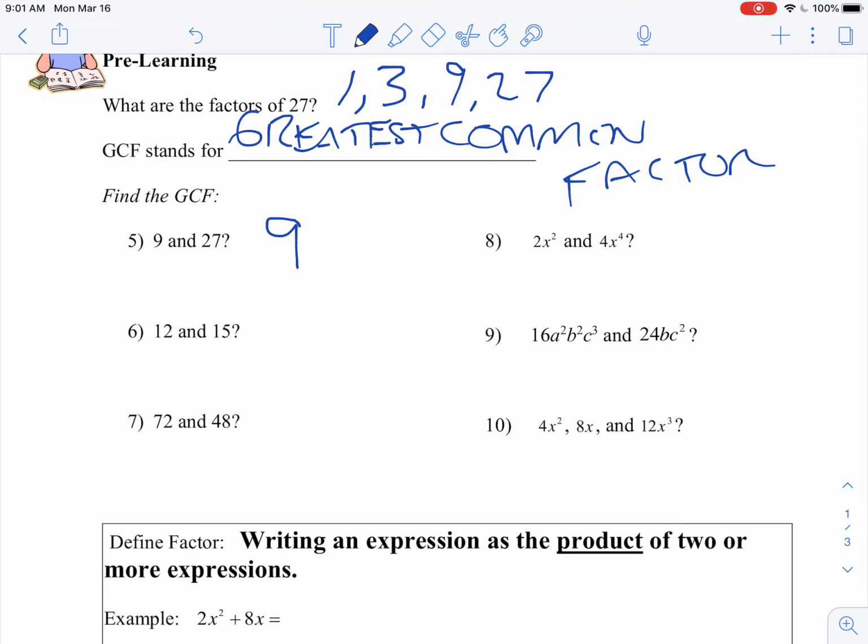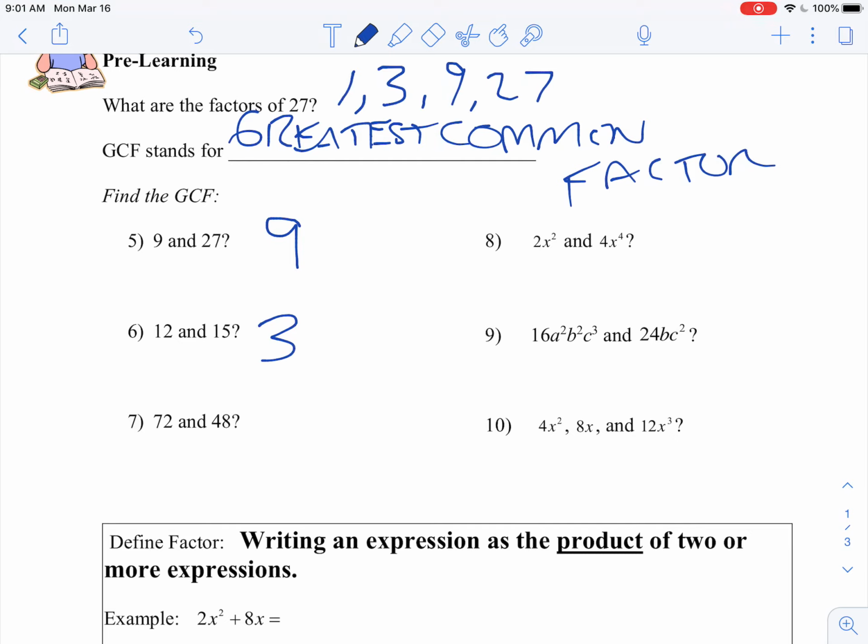For 12 and 15, you think about numbers that go into 12. You got 1, 2, 3, 4, 6, 12, and then for 15, 1, 3, 5, and 15. And 3 is the biggest number that goes into both of those.